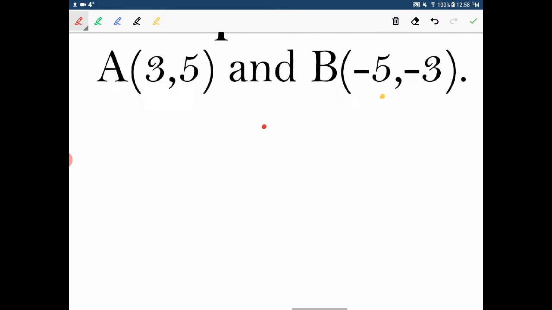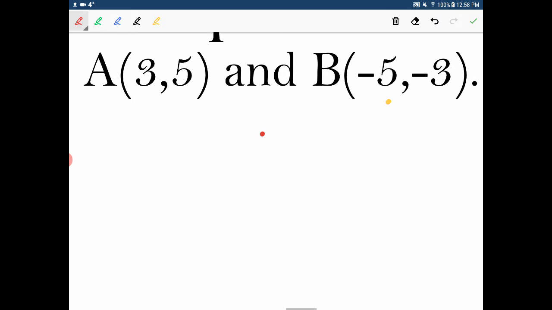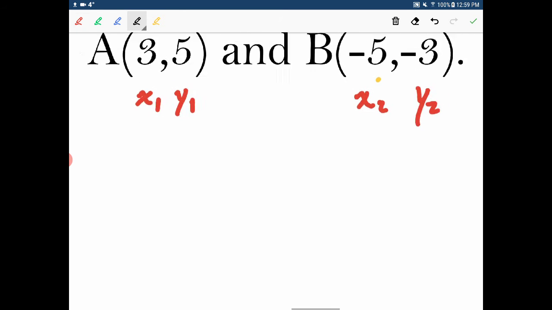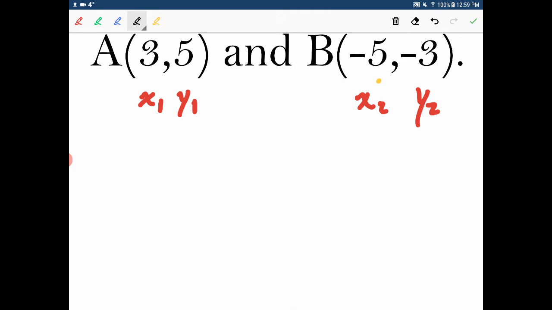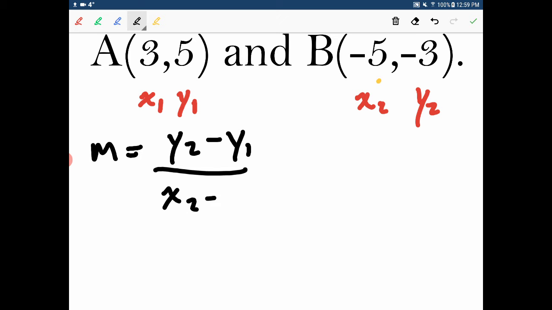Remember this from a previous video, I said the easiest thing to do here is to label your points. That's an X, that's a Y. That's an X, that's a Y. I'm going to call this point 1, so that's X1, Y1. And this is point 2, so that's X2 and Y2. From there, I can say M is equal to, and we use the formula we learned the other day: Y2 minus Y1 over X2 minus X1.